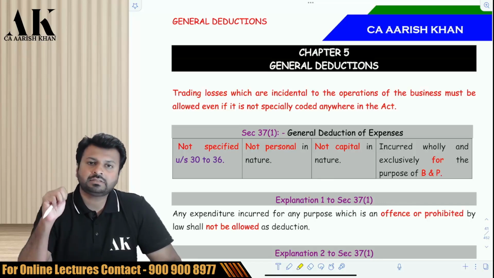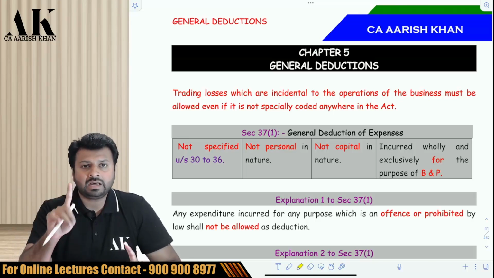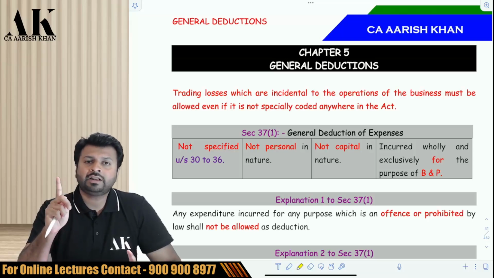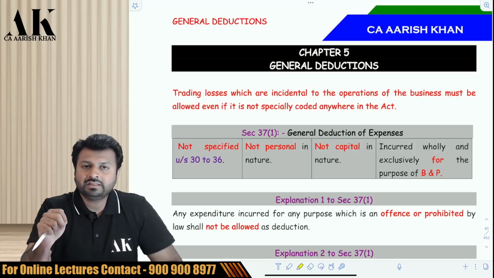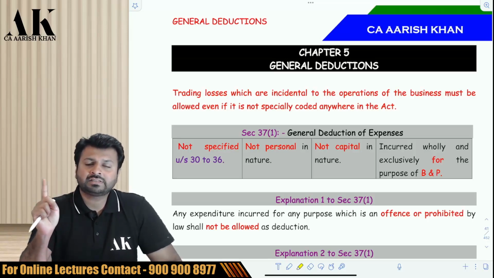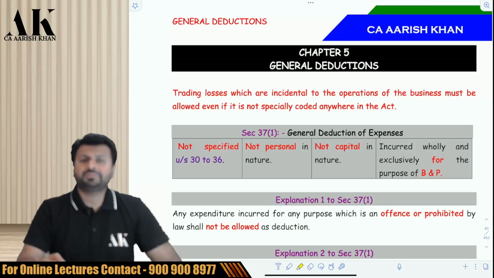Trading loss examples: loss of stock by theft, loss of stock by fire, embezzlement by employee, cash lost, cash embezzled by employee. These are some examples of trading losses which will be allowed as deduction, to arrive at the real profits of the assessee. This is not said by me. This is said by the Supreme Court in 1958 in the case of Badri Das Daga versus CIT, and in 1959 in the case of Calcutta Company Limited. It was held that trading losses will be allowed as deduction. This is the first thing which you have to keep in mind before starting with this particular topic.